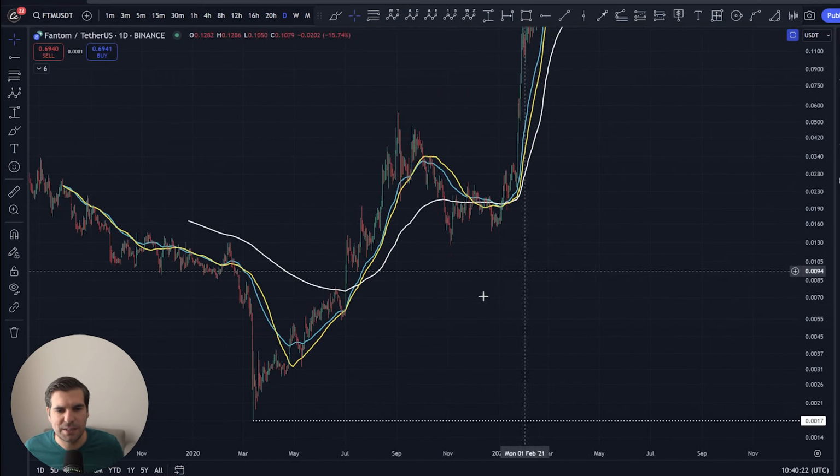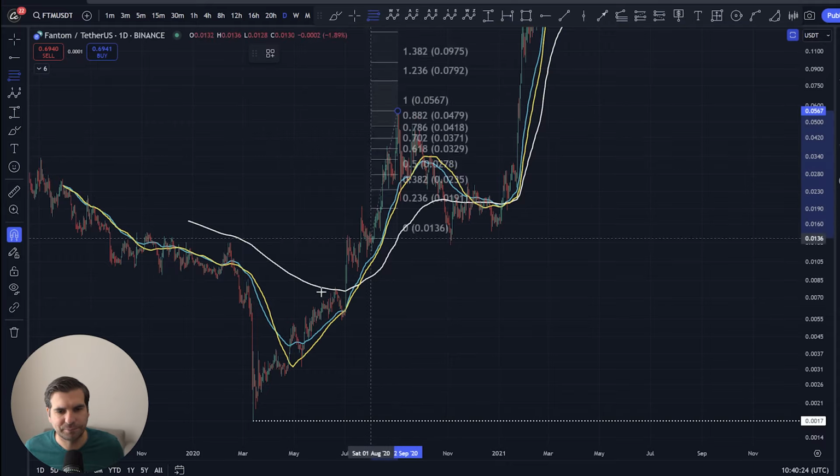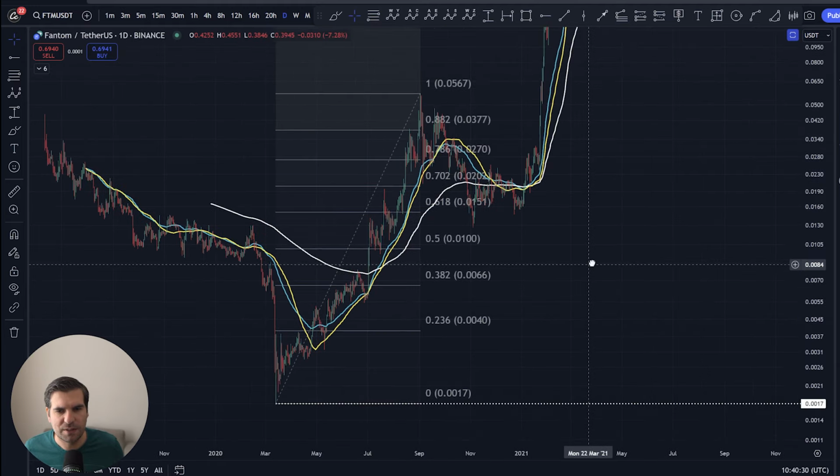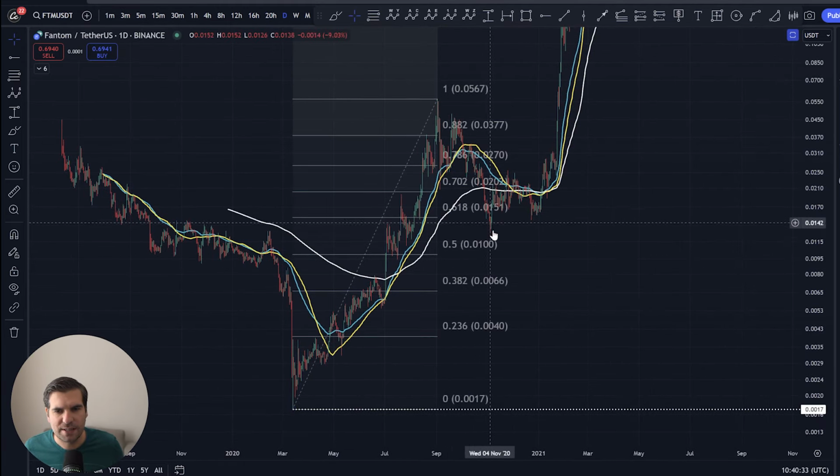So what we need to do is understand the structure here a little bit clearer, because of this correction to the downside. We have this 0 to 1 on the Fibonacci retracement tool, then you start correcting down just lower than the 0.618 and a little bit above the 0.5, and then we start to see a bit of a take to the upside again, right?